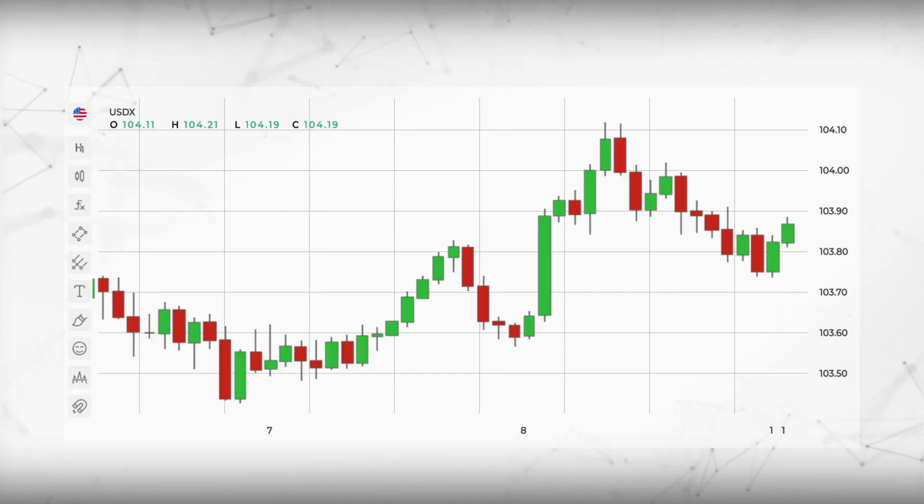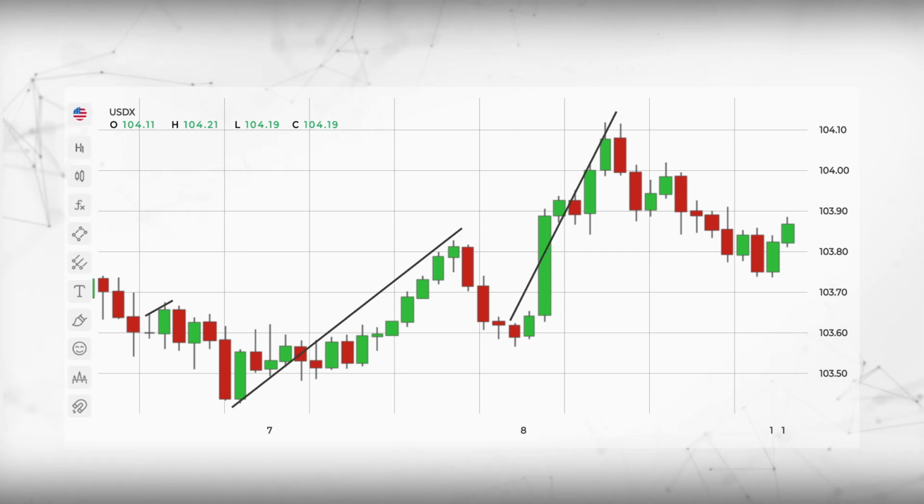How can you distinguish a trend? It's very easy. Look at the price chart. If you see that the price seems to be climbing, it's an uptrend. This is like a sign for traders. Go ahead. It's time to buy. Prices are likely to rise further. This type of trend is easy to recognize.